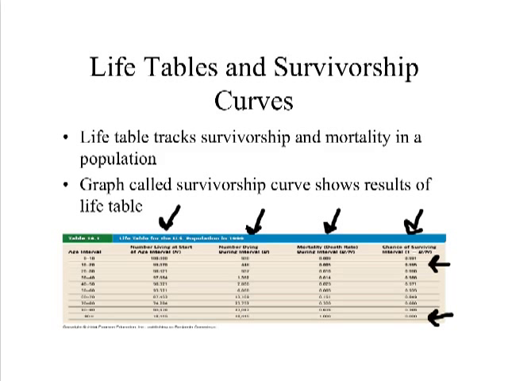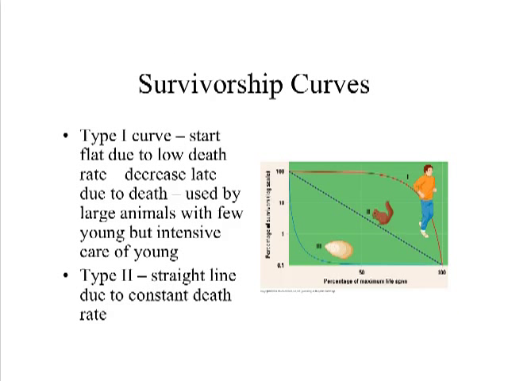If you were over 90 years old in the United States in 1999, you were basically dying very soon. Okay, so this is kind of what we see if we take a look at population snapshots over time. Now we can take this data of life tables and graph them, and basically we'll get three different types of curves. Type 1 curve is like this red one here. It starts flat due to slow death rates and increases later due to higher death rates in the older people.